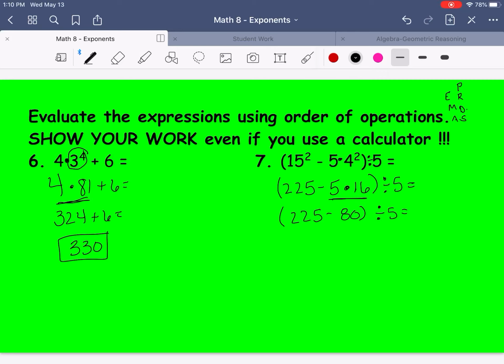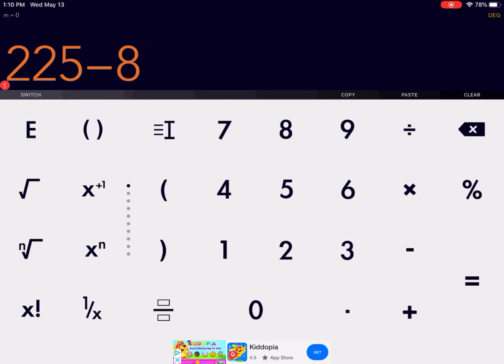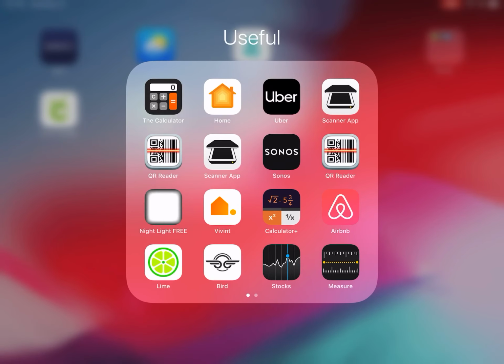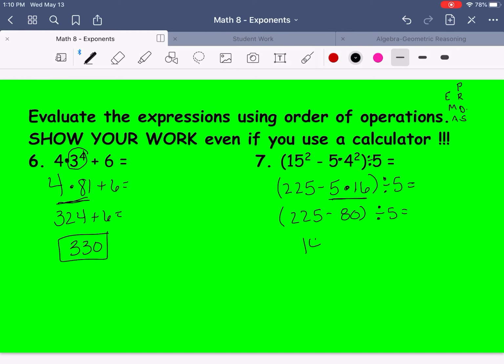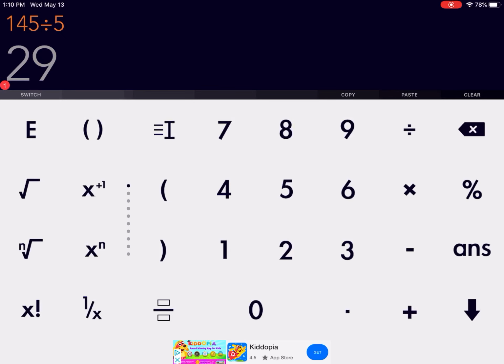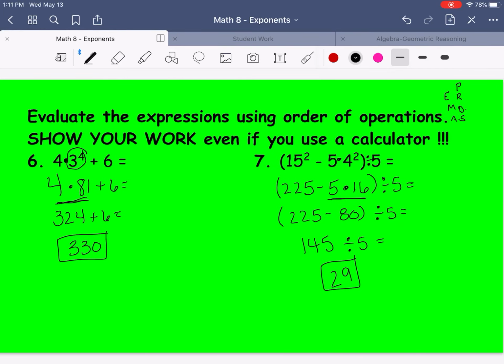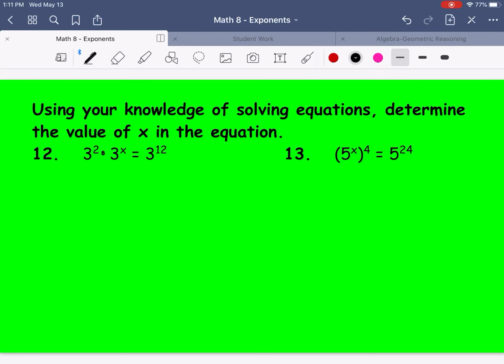So again, this is showing your work even when you use a calculator. So 225 minus 80 is 145. And now that we've done everything in the parentheses, we do what's left, which is the division. So 145 divided by 5 is 29. Okay, so that's how you do those order of operations, and that's how you show your work, even if you're using a calculator.